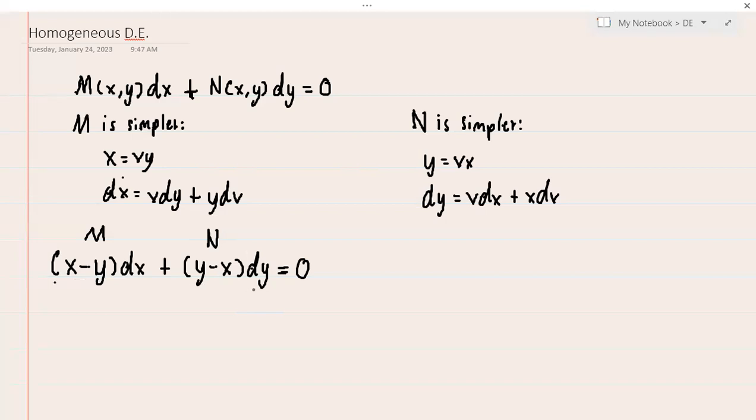So para sa akin, since pansin ko, dalawa sila ay simplified rather, so I'm going to use M na lang. I will use this formula. Anong gagawin kapag pinili ko si M? I will substitute x as vy. Then, I will substitute dx as v dy plus y dv.